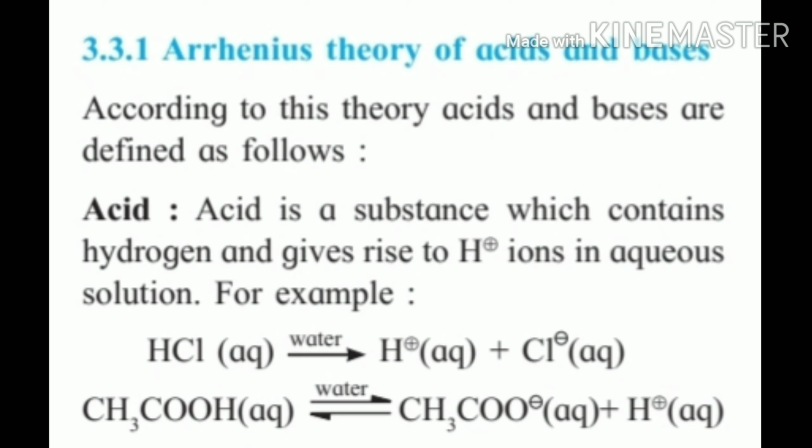So it is rightly said here, acid is any substance which is going to contain hydrogen. For example, HCl, so it has hydrogen. Then you have H2SO4, sulfuric acid, it has hydrogen. Then whether it is acetic acid, CH3COOH, that also has hydrogen there. So it gives rise to H plus ions in aqueous solution.